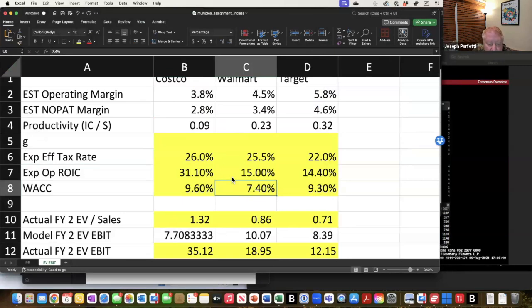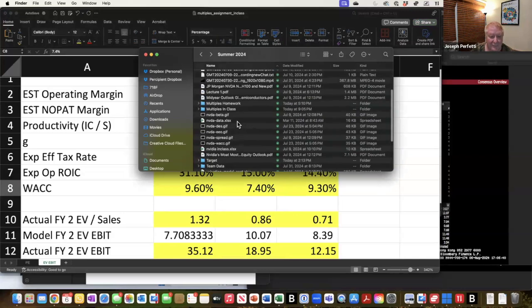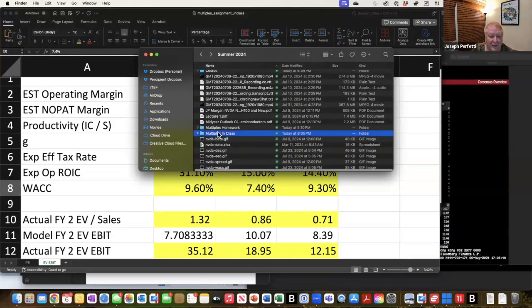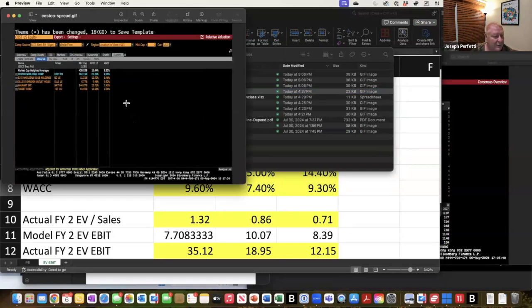All right. So that's the cleanest way to do it. Now, you may not have an enterprise DCF model when you put together these multiple spreadsheets. So method number 2, this is not ideal, but method number 2, you can go to the RV screen and look at the current spreads. Multiples. Here's the spread of Costco, Walmart, and Target last year.